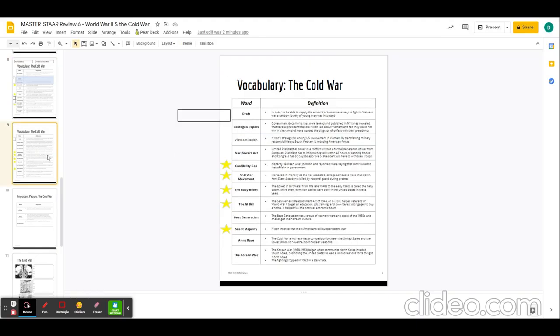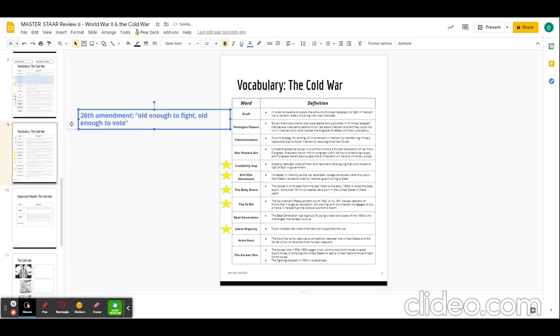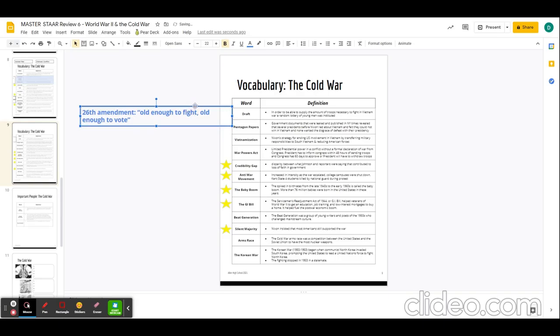On the next slide, we are going to talk about the draft during Vietnam. And I want you to make the connection to the 26th Amendment. A lot of you have kind of remembered this phrase: if you're old enough to fight, you're old enough to vote. The draft was not highly popular during Vietnam. As support for the war faded, so did support for the draft. And because the draft age was 18, people felt like that should also be the voting age, so that you would have a say in the policies that determined if you were going to be drafted or not.